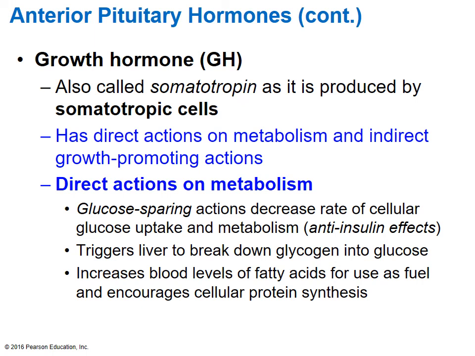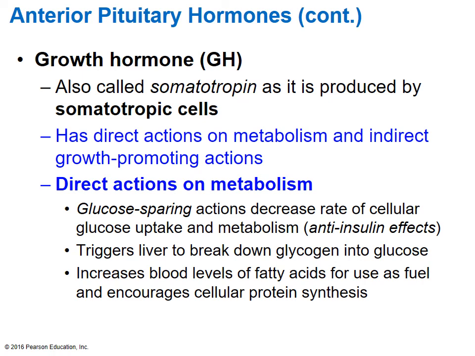It will also help increase blood levels of fatty acids, so we can use those fat-based molecules for fuel, and that we can use for protein synthesis as well. Now, I do want to point out that with the growth hormone, it has some indirect actions.